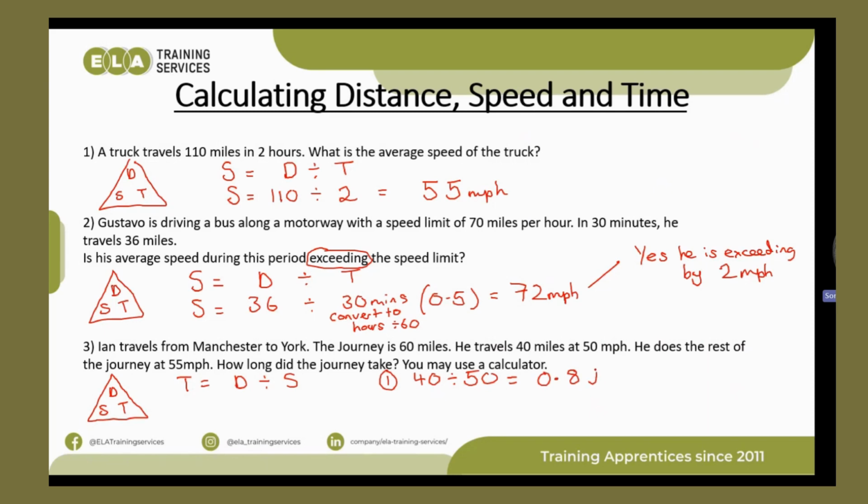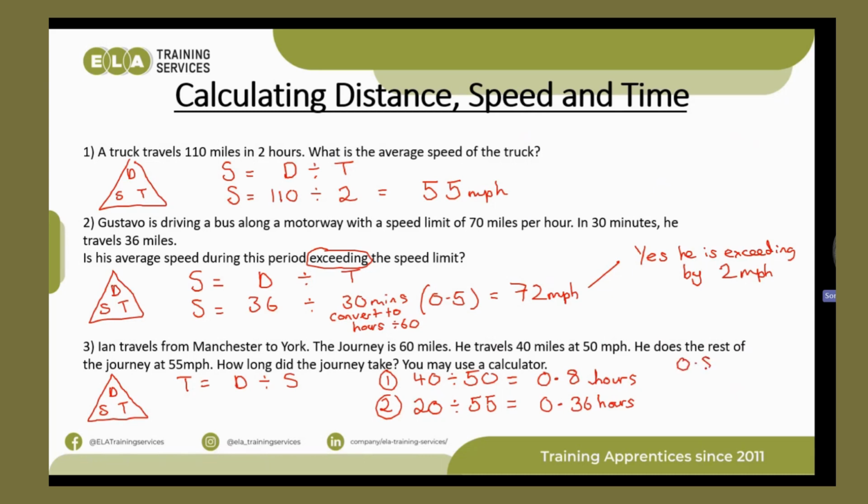So it's 0.8 hours. And then the rest of the journey, well, if he's travelled 40 and the total journey is 60, then he must have done the rest of the journey, which is 20 miles per hour, at the speed of 55. So 20 divided by 55 is then 0.36 hours. So then we're going to add these two up.